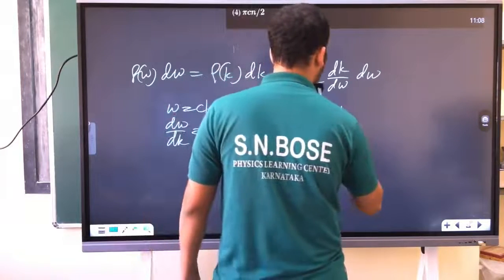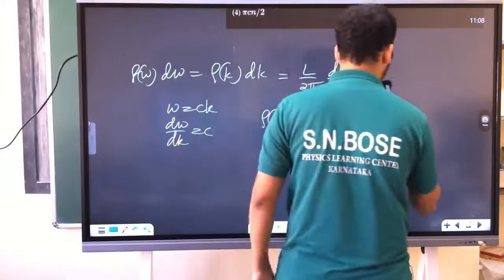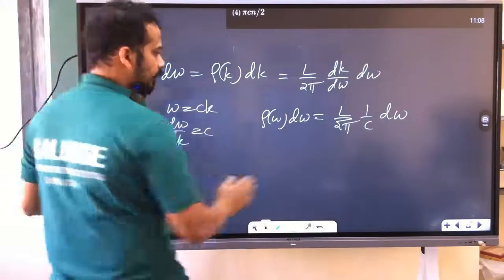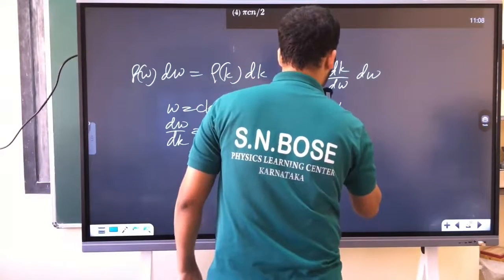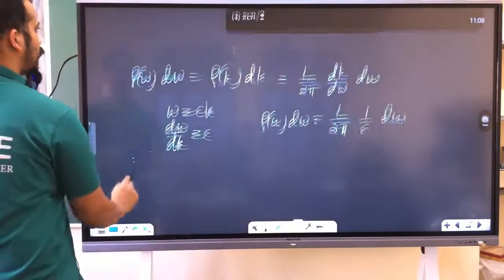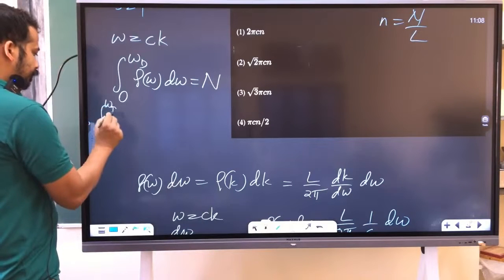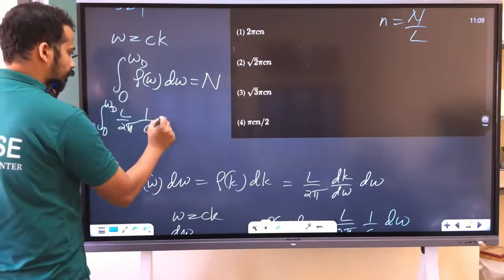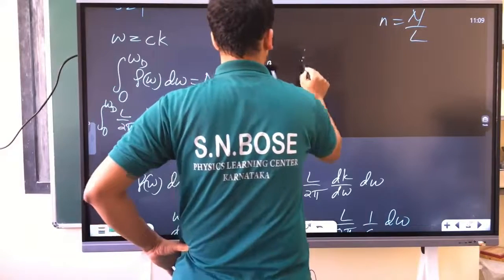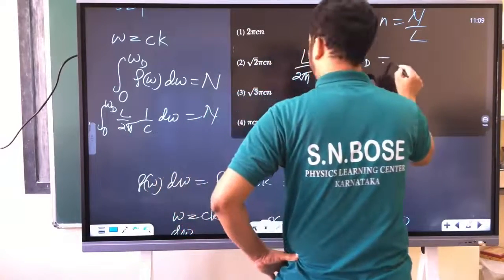That's where rho of omega d omega is equal to L by 2 pi, 1 by c into d omega. Now don't use the e power x minus 1, you need all factors here. So what is this one? L by 2 pi 1 by c d omega. Now let us do here. So integral from 0 to omega D of L by 2 pi 1 by c d omega is N. Am I right? When I do this one, L by 2 pi 1 by c omega D is equal to N.